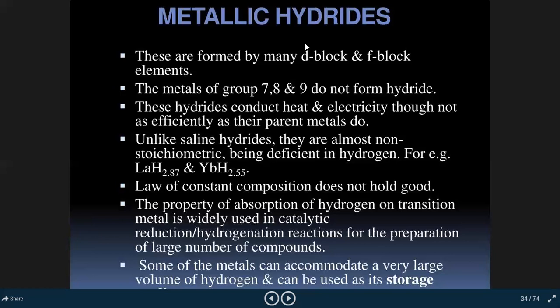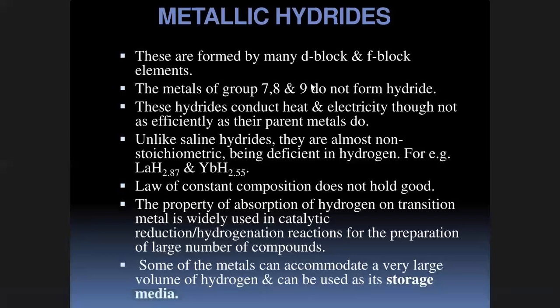Law of constant composition does not hold good. Constant composition means when we have a proper composition of metals and non-metals. We know that when compounds form, we have a fixed ratio, a fixed constant composition. For example, H2O will form when two atoms of hydrogen and one atom of oxygen combine. So there is a constant composition. But in these types of hydrides, there will be no constant composition.